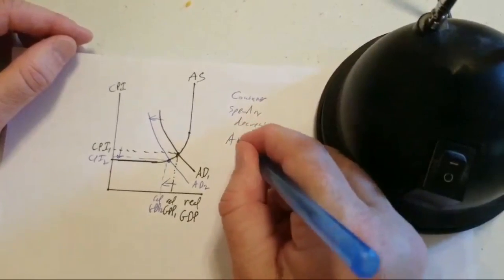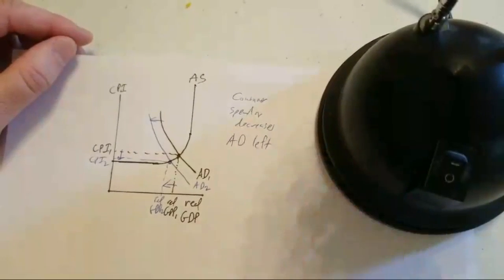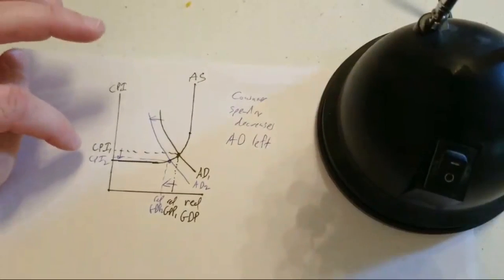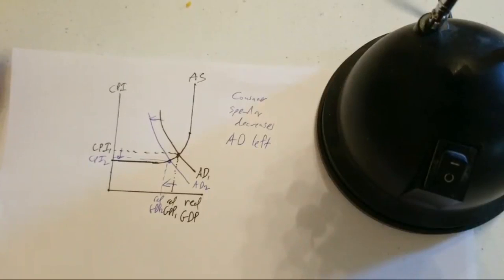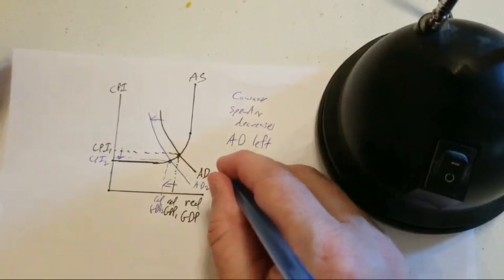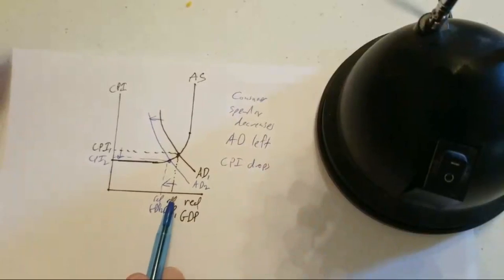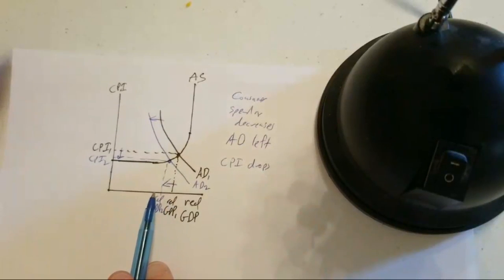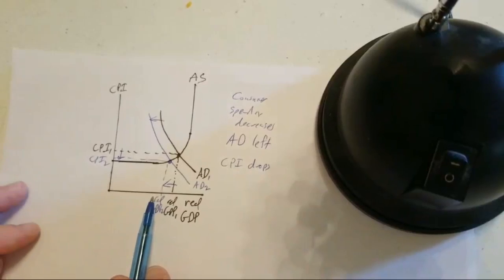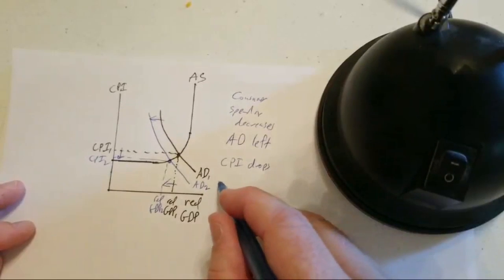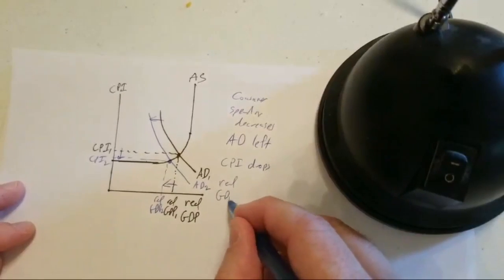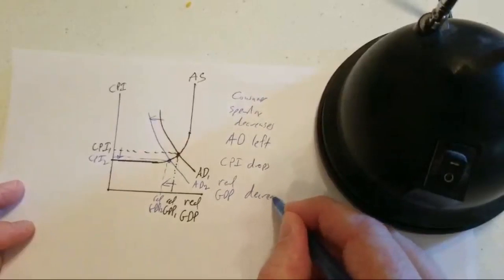Now, is there a change in the CPI? We need to also make sure we put AD to the left here in our summary information. Well, CPI sub 2 is clearly moving vertically downward. That means it's a decrease. So CPI decreases. You could also say drops. What about real GDP? Well, clearly it's shifting to the left. Leftward shift on the horizontal axis is a decrease, so real GDP decreases.